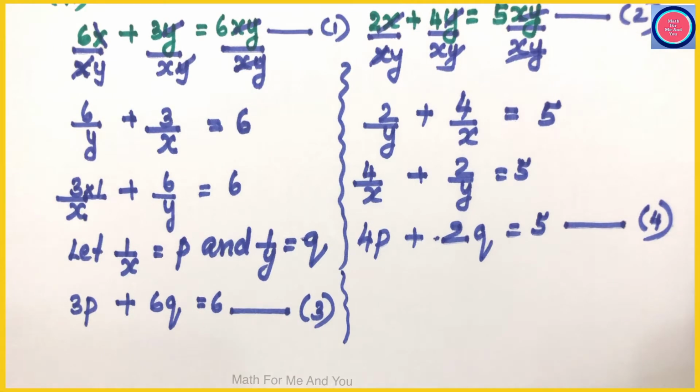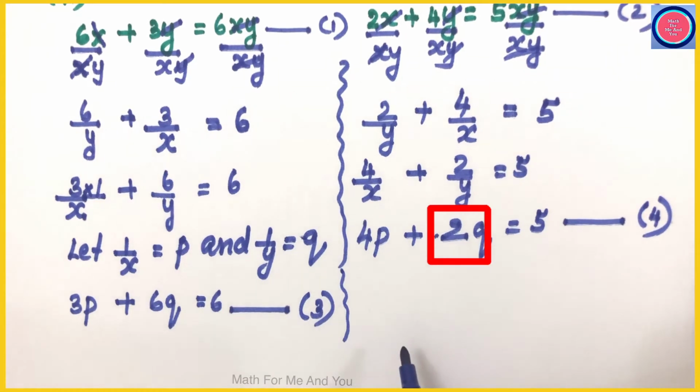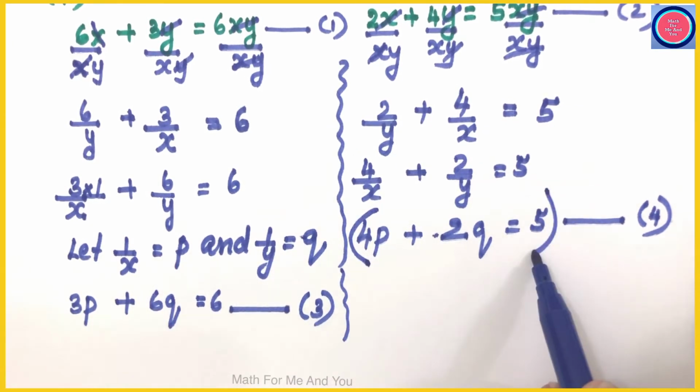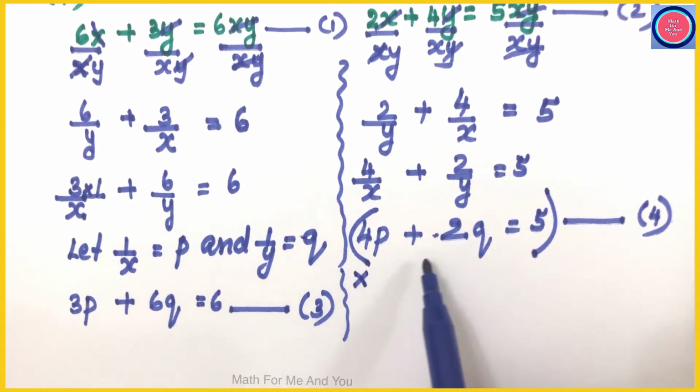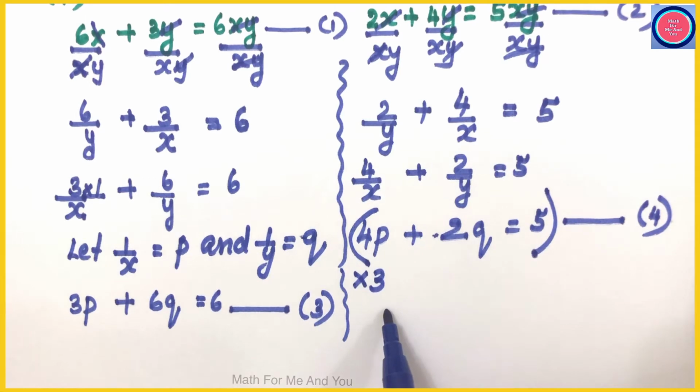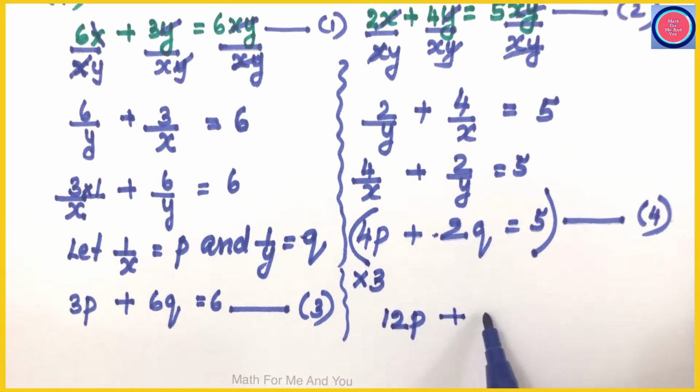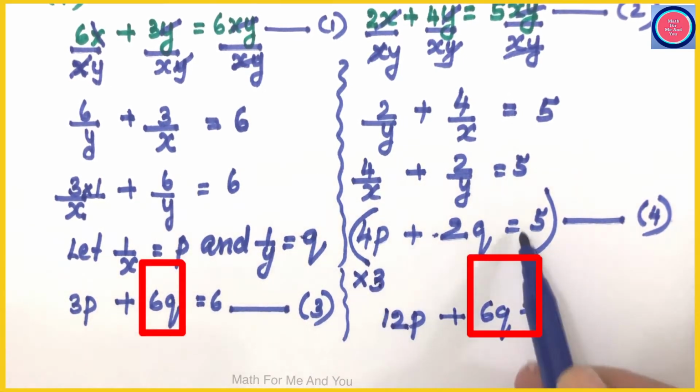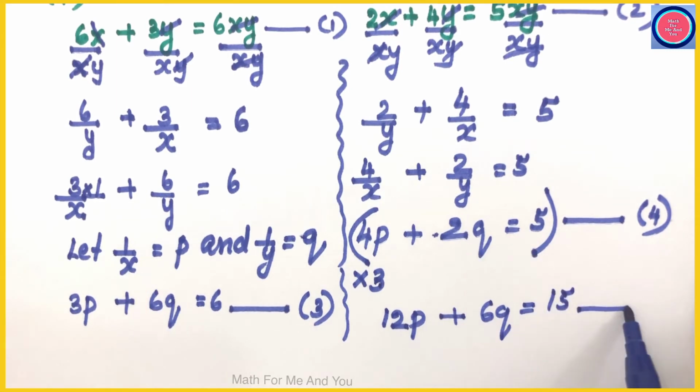We are going to eliminate either p or q. What is easier? Here it is easier to eliminate q because in the second equation the coefficient is 2. So if we multiply this equation by 3, we get the coefficient of q as 6. That is the same coefficient as in equation number 3. So in equation number 4, all the terms we are going to multiply by 3. What do we get as the result? 3 times 4p is 12p plus 3 times 2q, 6q. See, both equations now have the same coefficient for q. And the right side is equal to 15, 3 times 5 equals 15. The new equation we could mark as equation number 5.